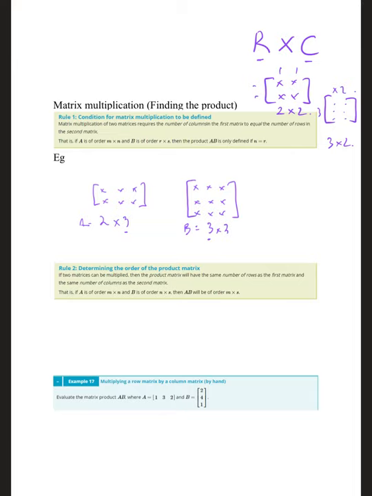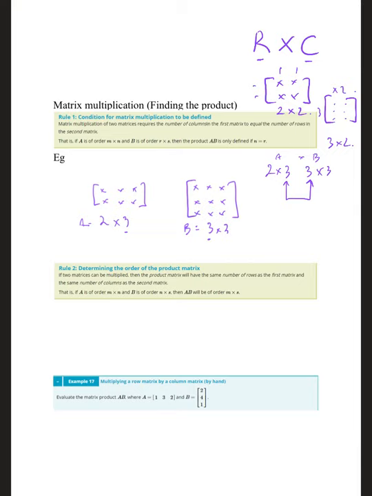All right? So how to quickly do this in an exam? Find the order of both your matrices. So I've got a 2 by 3 and I've got a 3 by 3, and I'm multiplying A times B. So these two numbers should be the same for me to be able to multiply these two.